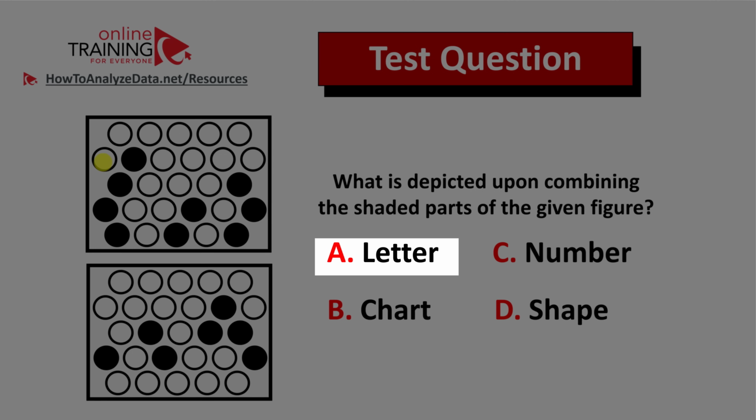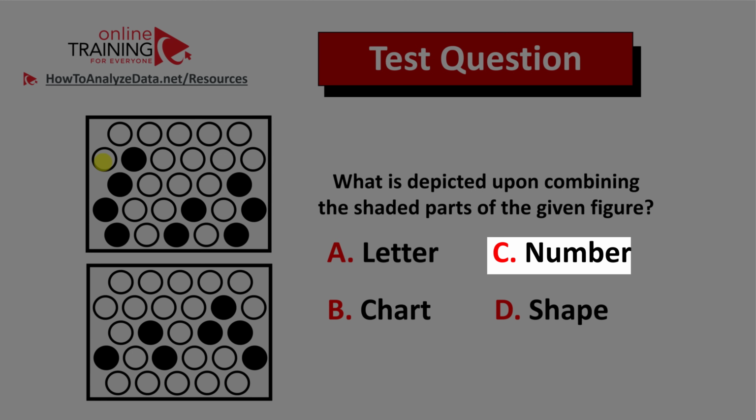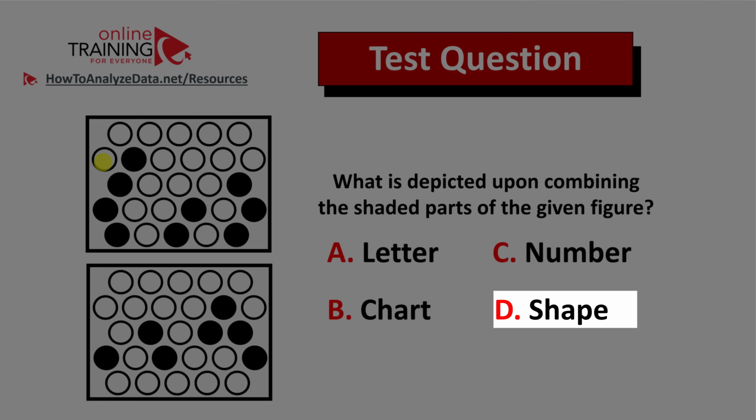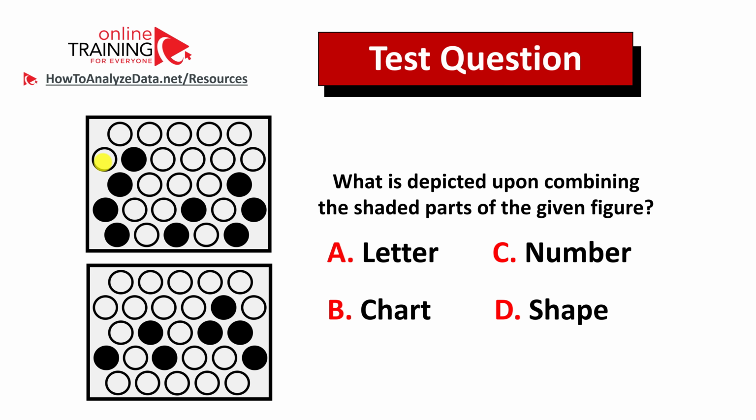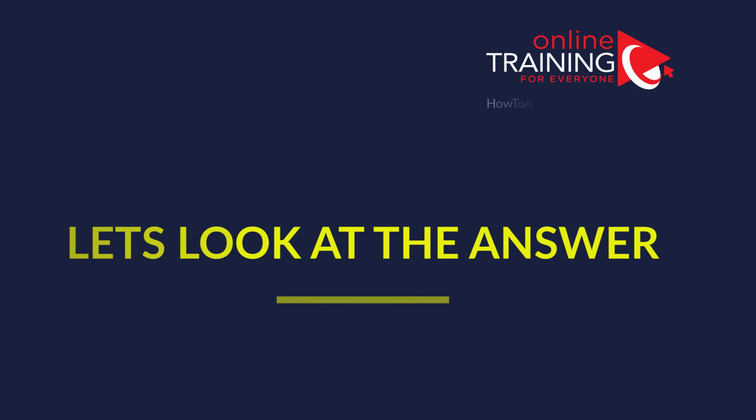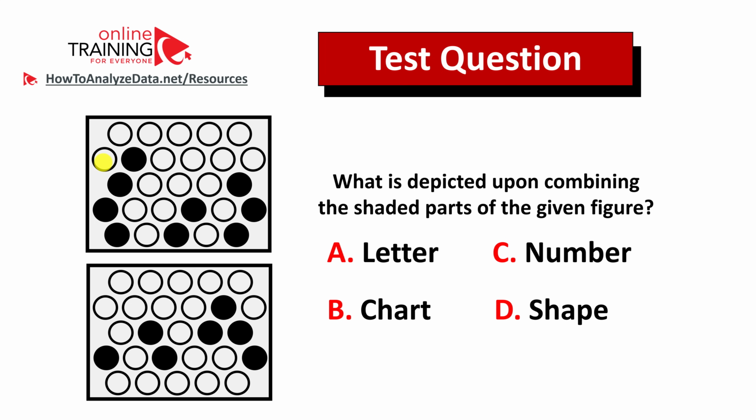Choice A, letter. Choice B, chart. Choice C, number. And choice D, shape. Can you visualize the answer? Give yourself 5 to 10 seconds to see if you can come up with the answer. Did you figure out the answer? Let's continue to see how we can get to the correct solution together.